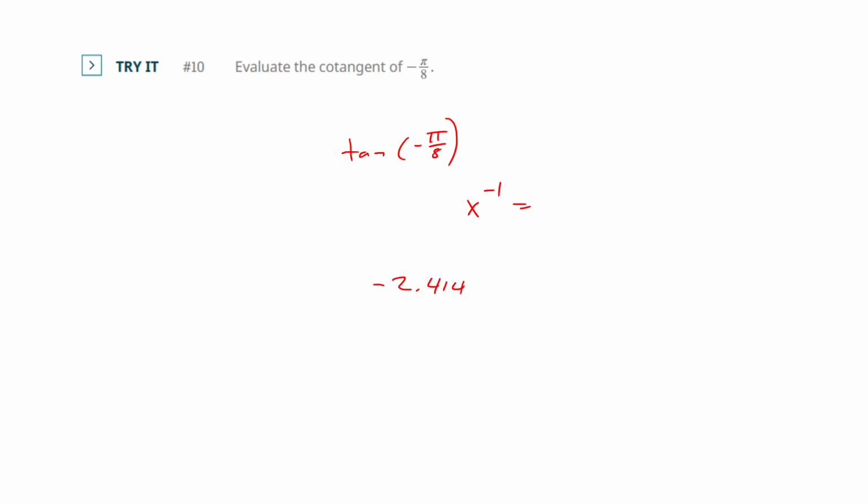So again, the key there is just make sure that you're in the proper mode. Make sure you're in radians. Okay, hope that makes sense.